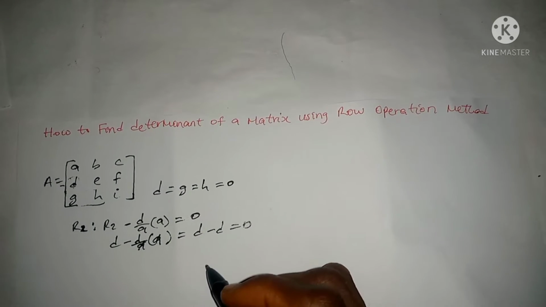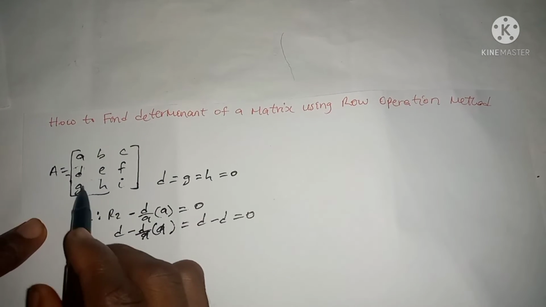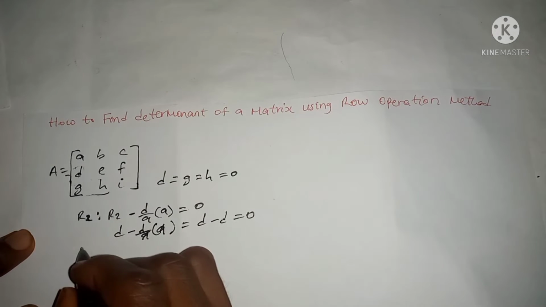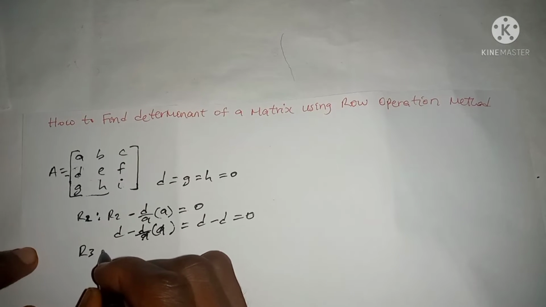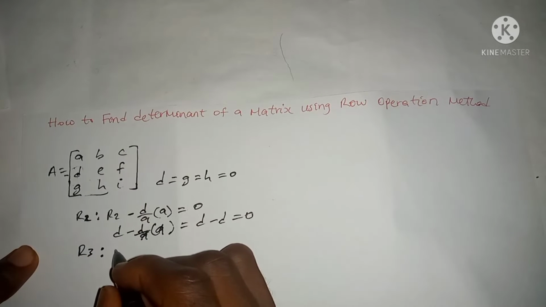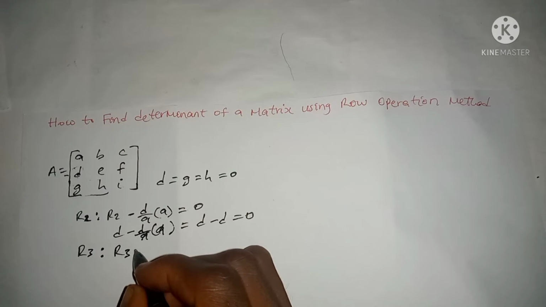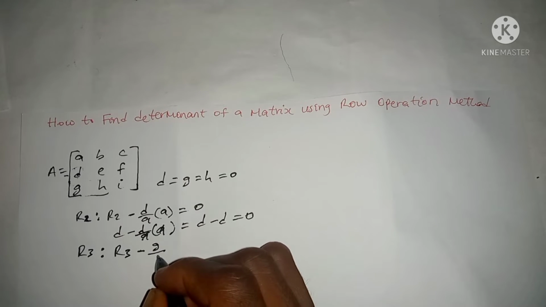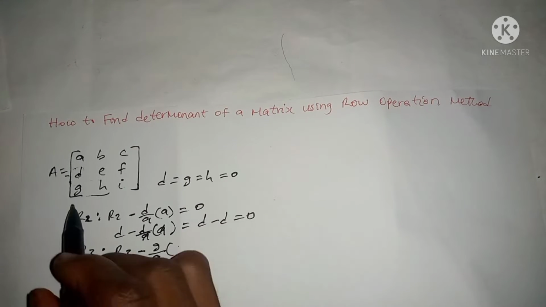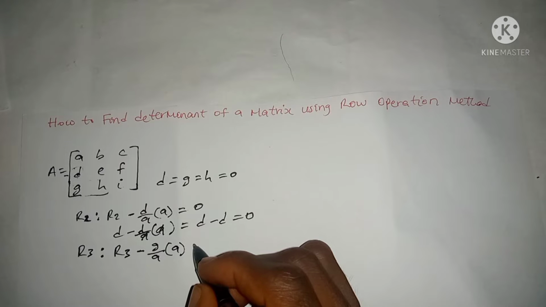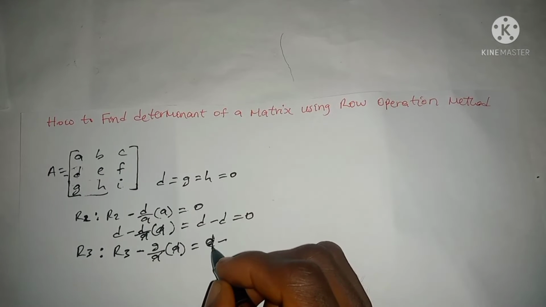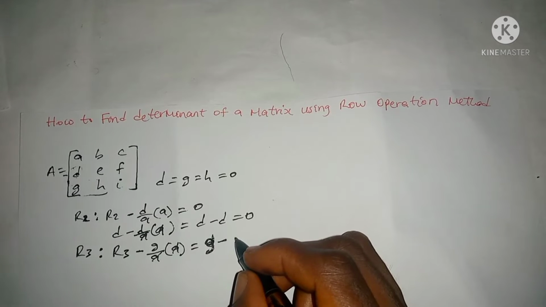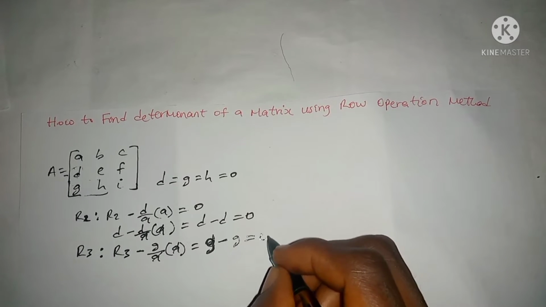Again, let's say we want to make this G now to be 0, and this G is in row 3. So we are going to say row 3 minus G over A, then multiply by A again, which will give us G minus G, which will give us 0.